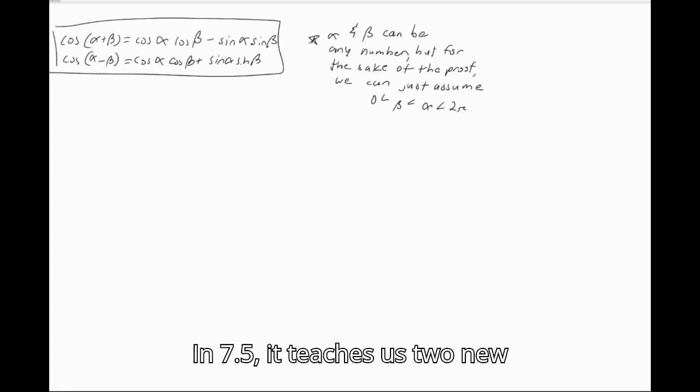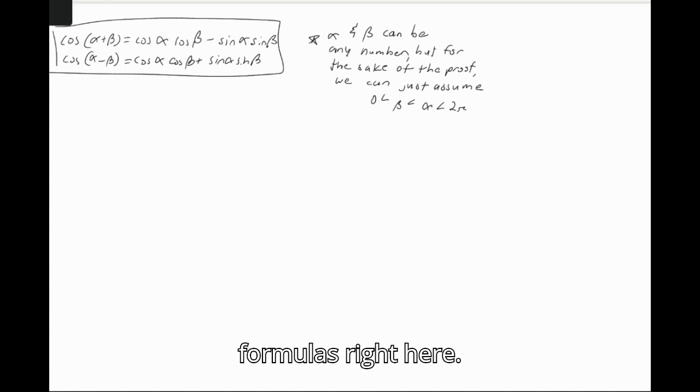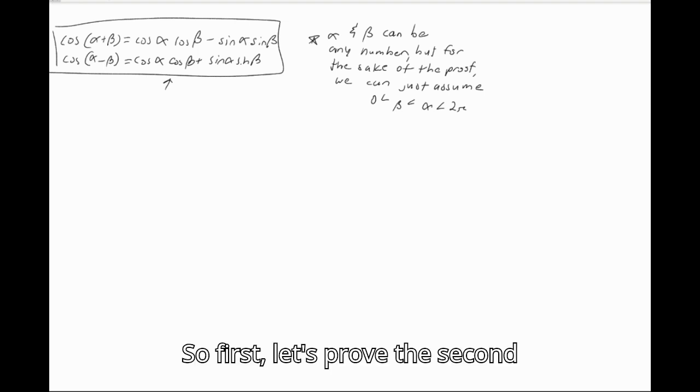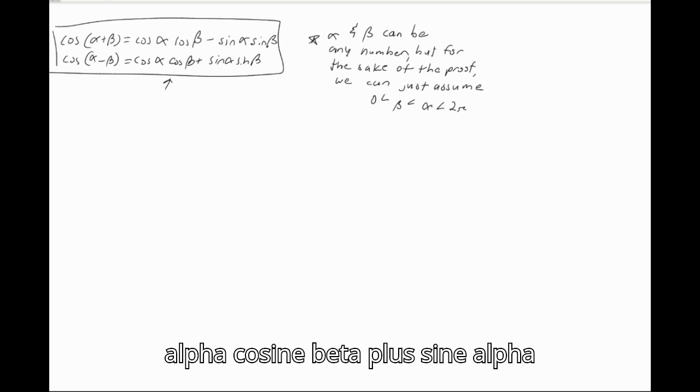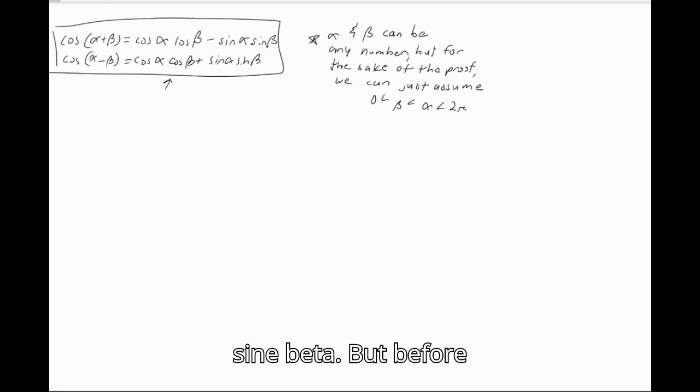In 7.5, it teaches us two new formulas right here. So first, let's prove the second one, which says cosine of alpha minus beta is equal to cosine alpha cosine beta plus sine alpha sine beta.